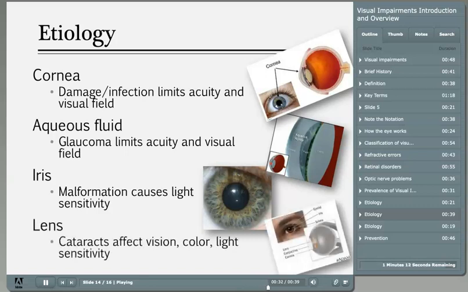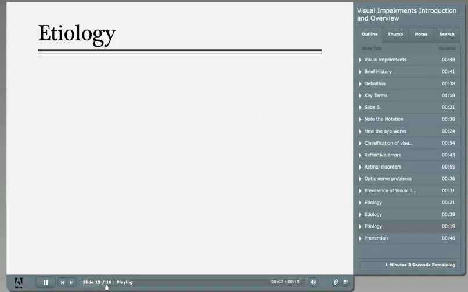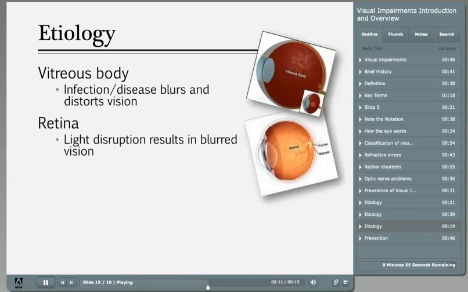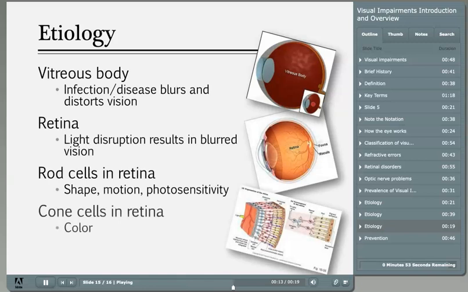Cataracts, which affect the lens of the eye, can impair vision and color, and also cause light sensitivity. Other causes of visual impairments include infection or disease of the vitreous body that blurs or distorts vision. Impairments to the retina, rod cells, and cone cells can also cause blurred vision, photosensitivity, and difficulty with color.